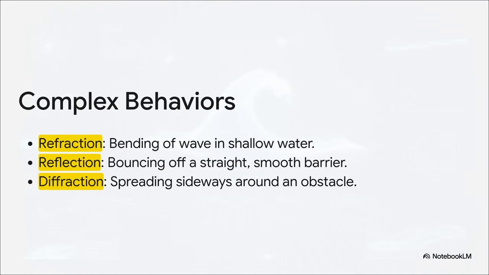But the coastline doesn't just break waves. Its geometry completely scrambles incoming energy through some pretty complex behaviors. We have refraction, which is the wave bending because the part that hits shallow water first slows down while the rest keeps going fast. Then there's reflection, where the wave simply bounces backward with very little energy loss off a straight vertical barrier, and diffraction, which is the energy spreading out sideways as a wave tries to squeeze past or around an obstacle in the water.